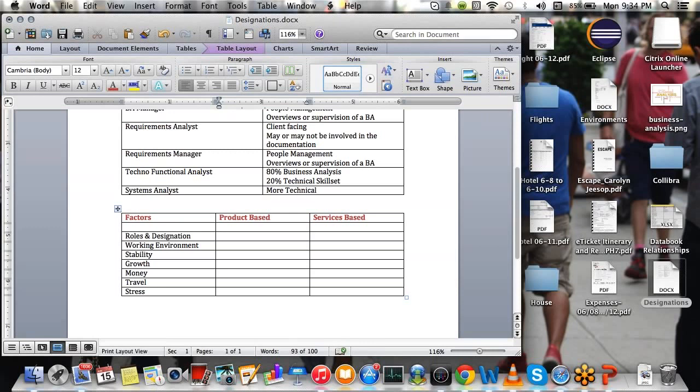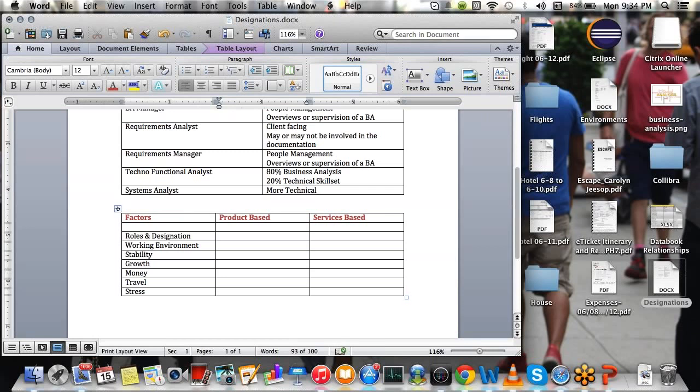Now, that being said, if you are a BA and you end up working with a product-based company or a services-based company, how is it going to be? What are the things you need to look into, how are the roles going to be, who pays you more, and what is the work environment, etc.? That's what we're going to see in this particular section.